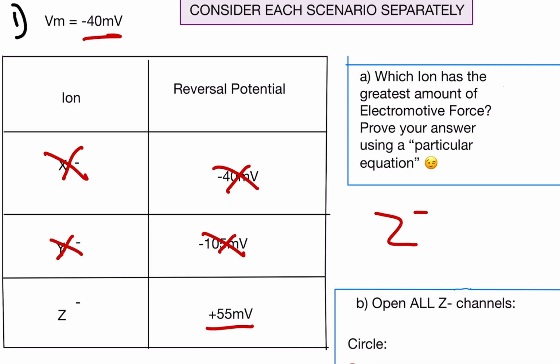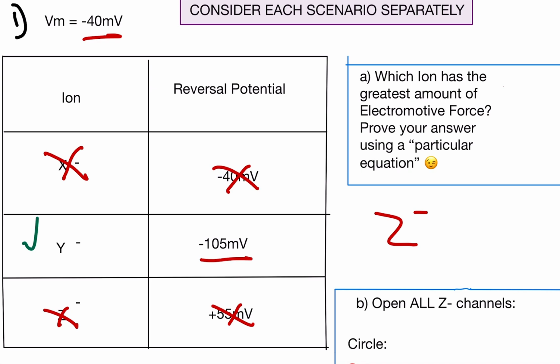Okay, so this means that Y must be permeable. At least it must be permeable. So let's say this is permeable. Now pretend this was not permeable and only Y was. This still doesn't match, right? Negative 105 does not match negative 40. If that's the only ion that's permeable, this means this has to create the resting membrane potential. That's the only ion involved.